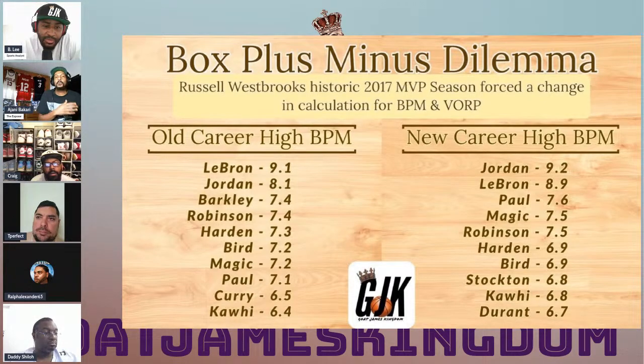Players like Patrick Ewing, who were good at rebounding but bad at assists, it hurt them. But players like Westbrook, who were good at both, it boosted you up because it's basically a rate score. The box plus minus is a rate score of your box score numbers. You see what I'm saying? It basically gives you a score for how good your box score looks.